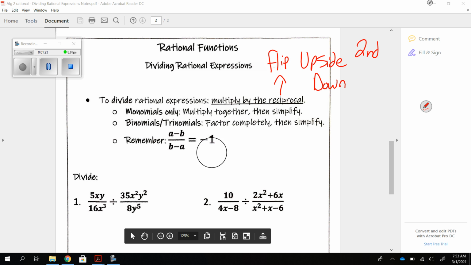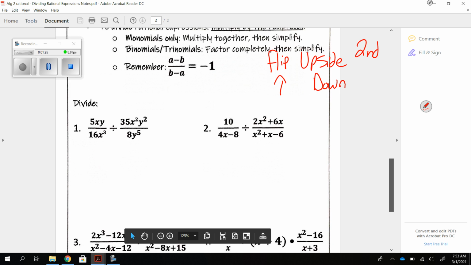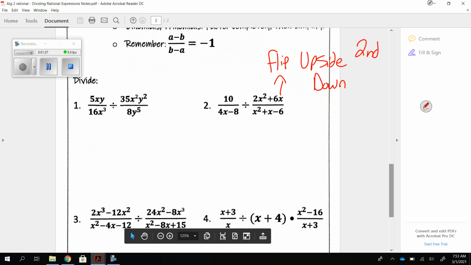All right. So let's begin. Number 1, we have 5xy over 16x cubed, and then it's not multiplied, but divided by 35x squared y squared over 8y to the 5th. All right, so step 1 is this. We rewrite this 5xy, and remember, this means x to the first and y to the first, over 16x cubed.